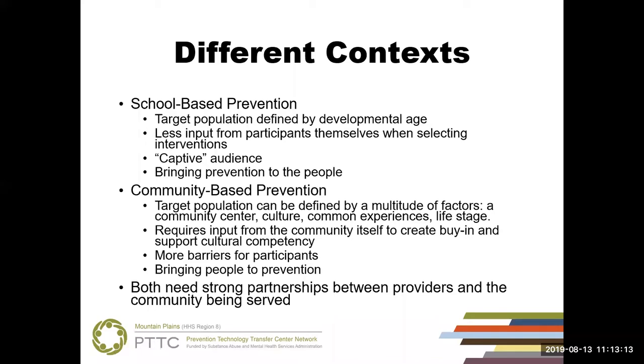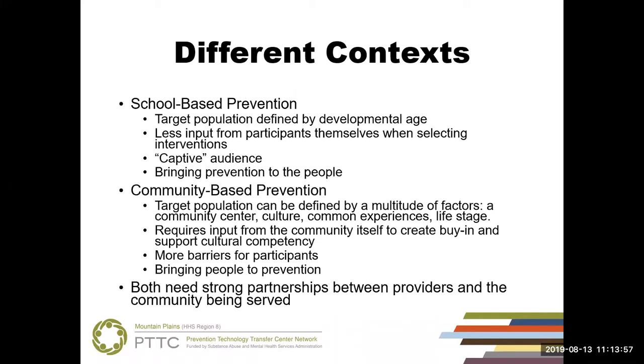In a community setting, however, the target population for universal prevention can be defined by a multitude of factors. Maybe a community center, a common culture, common experiences, perhaps the life stage of those individuals. Community-based prevention really requires input from the community itself to create buy-in and to support cultural competency. So there are also significantly more barriers to providing community-based prevention. There needs to be a greater emphasis on creative recruitment and engagement strategies because this prevention is about bringing people in.